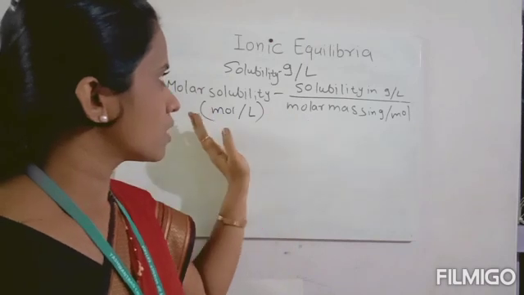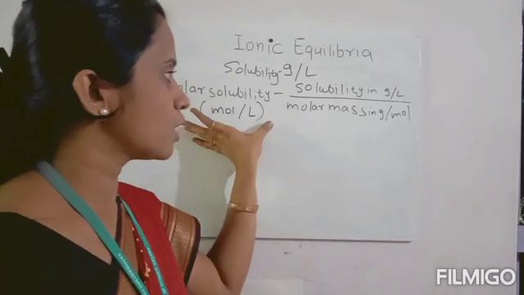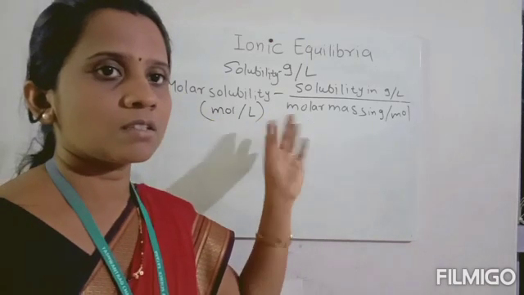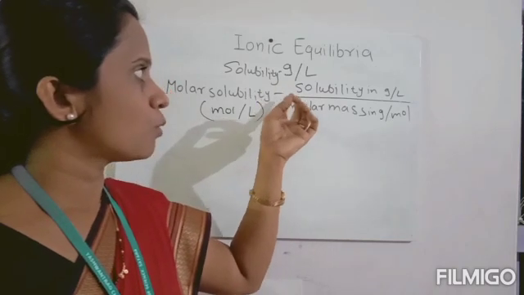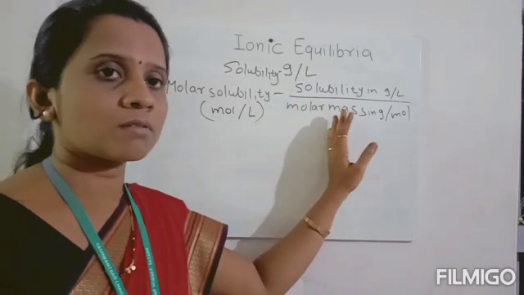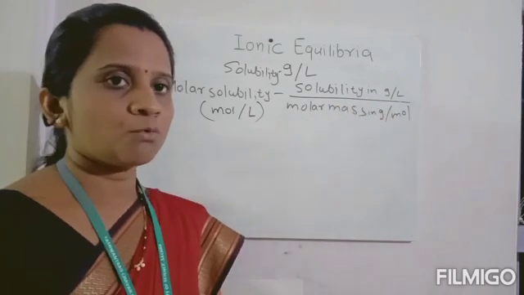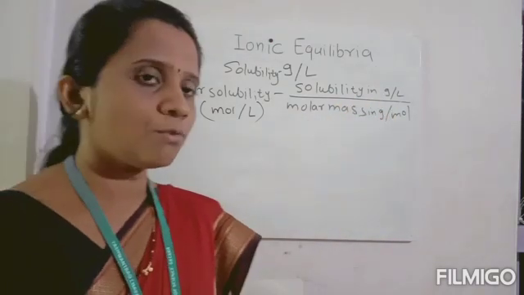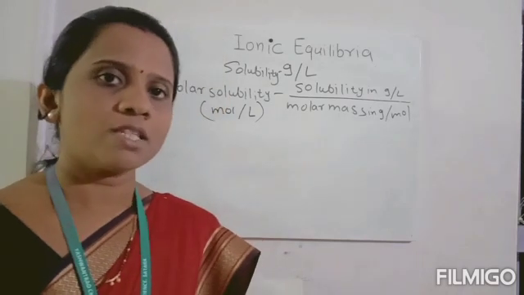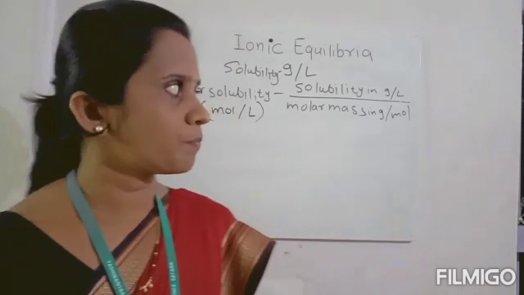Okay, so this is the formula. What is molar solubility? It is the number of moles of a compound in grams which dissolves to give 1 liter of the saturated solution.